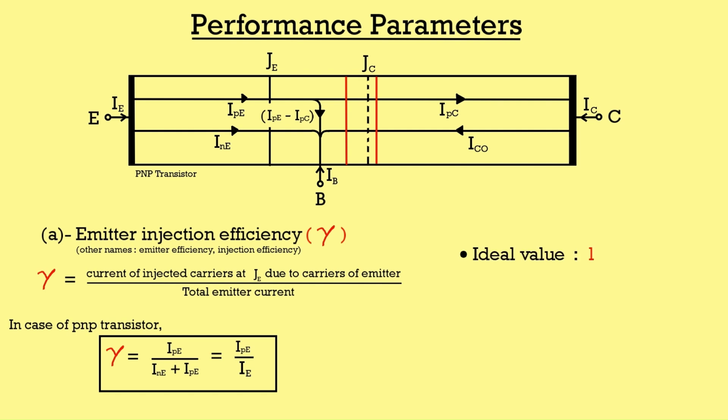The ideal value of emitter injection efficiency is 1, and to improve the value of emitter injection efficiency, doping concentration of emitter should be made as large as possible compared to doping concentration in base. As higher the doping concentration in emitter, higher will be the current of injected carriers by emitter.